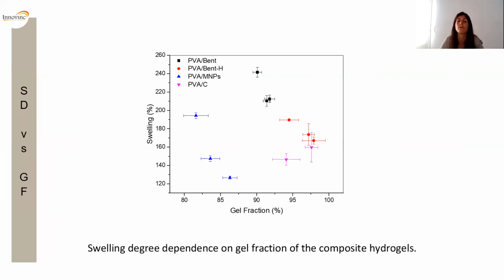So in here we are looking for the relationship between the swelling degree and the gel fraction of the different materials that we prepared, and we can see that when the gel fraction increases, the swelling degree decreases. This is a result of the fact that the fillers can act as cross-linking dots. And it is important to remark that the higher swelling values were offered by the samples that contain the bentonite, and this could be attributed to the fact that this is the filler with the most affinity to water.